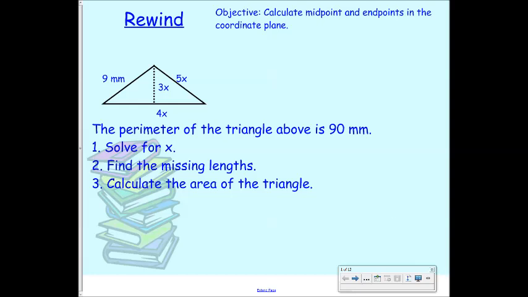Okay, so for this rewind, what is this figure? It's a triangle. What do you know about this triangle? It has 3 sides. Like all triangles, it has 3 sides. Why do I see 4 lines then? The height? Which one's the height? How do you know that?